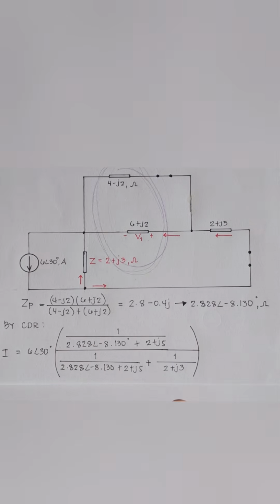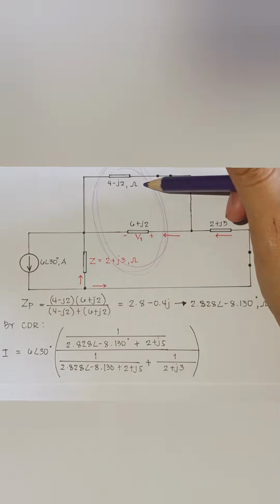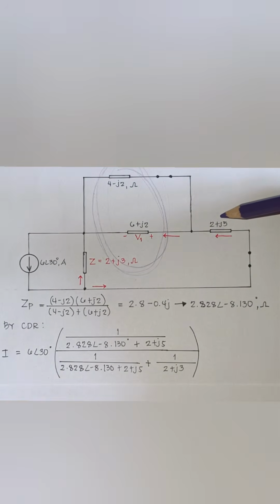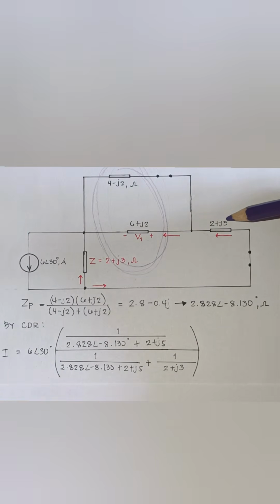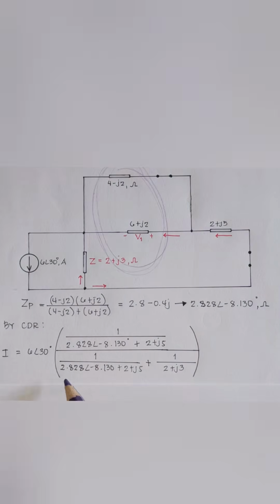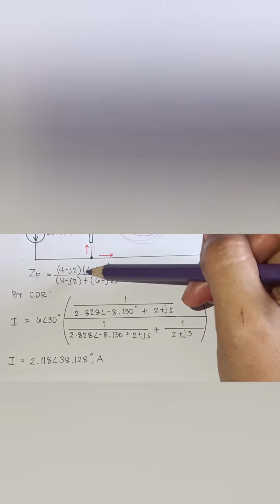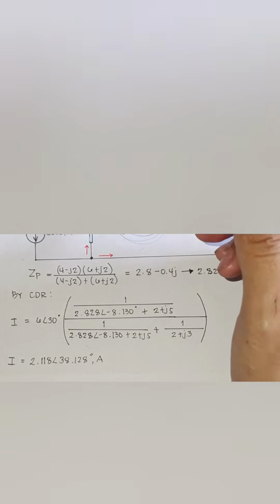times, for the numerator, the conductance of these parallel combinations, and this impedance 2 plus J5 ohms are in series, divided by the total conductance seen by the source. Solving the current by CDR, we get 2.118 angle of 38.128 degrees ampere. That is the current flowing through this impedance 2 plus J3 ohms.